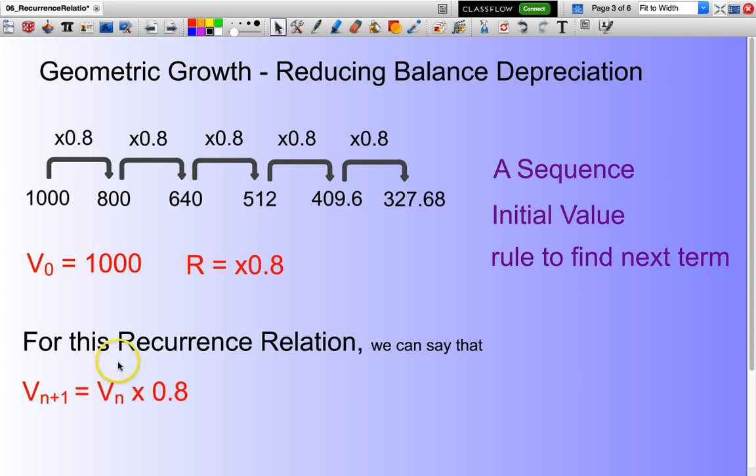So we could say for this recurrence relation, our next value will be our current value multiplied by 0.8. And the recurrence rule is Vn equals 0.8 to the power of n multiplied by 1000.